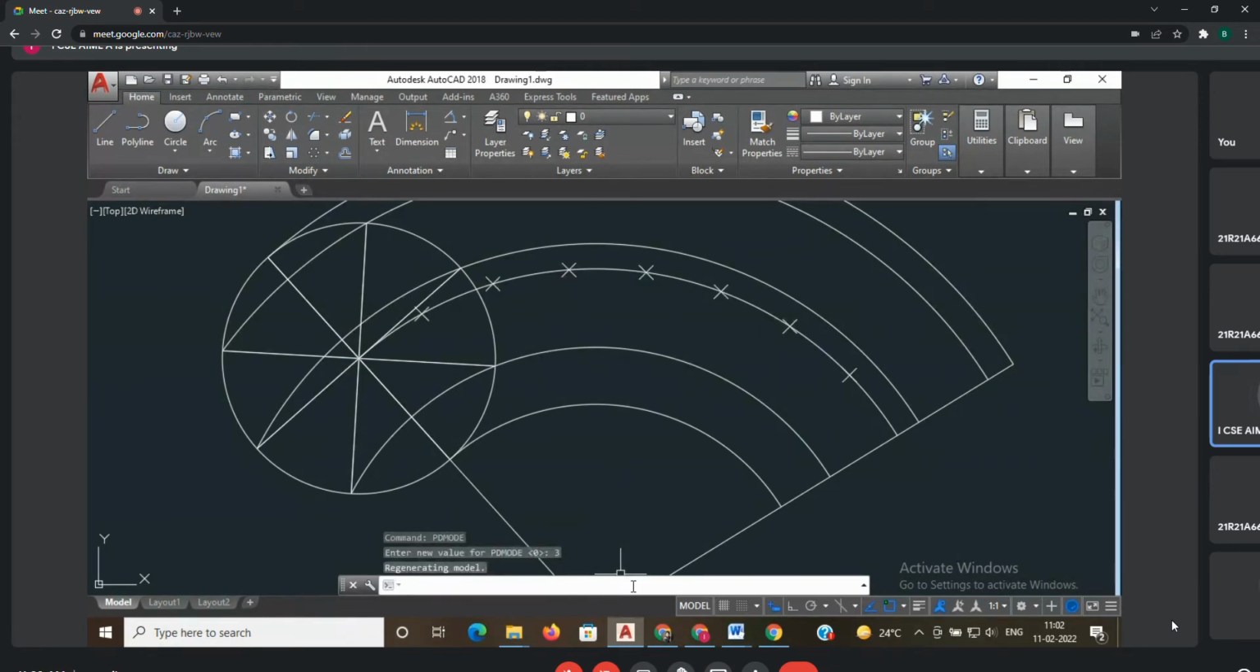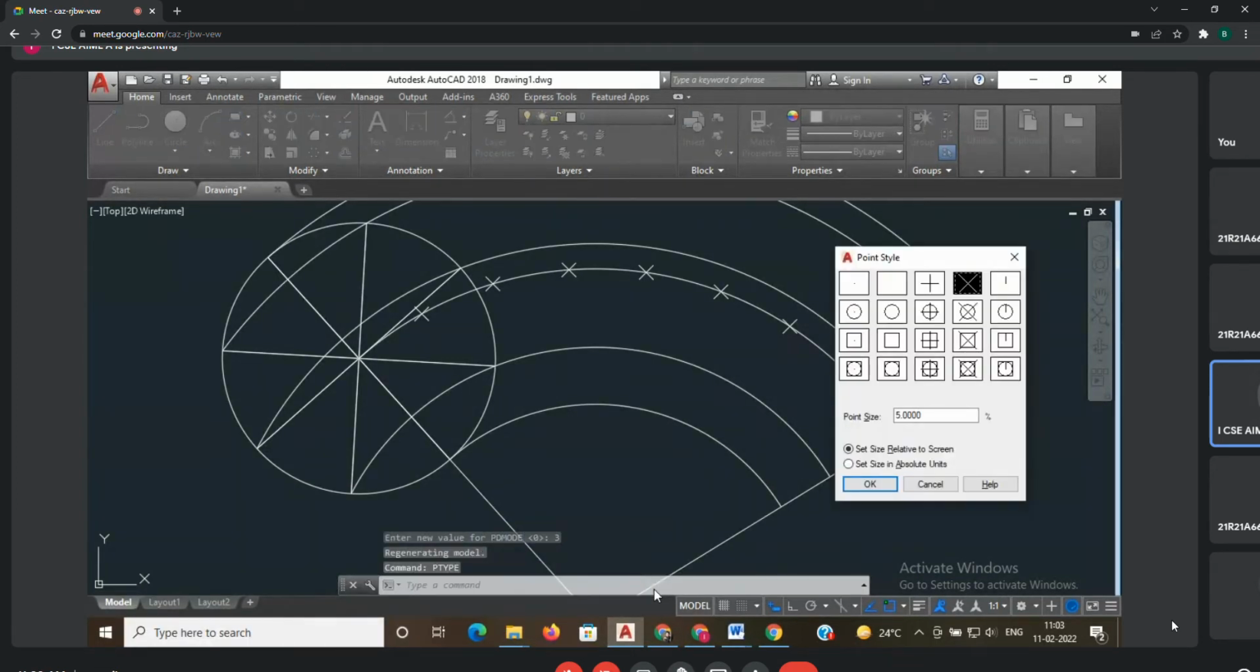Suppose if you want to increase the size of the point, you have to type PDSIZE. Suppose you want to change your point style, the point type, you can change it. You can increase the size of the point, and you can change the shape of the point also. Now if you see here, the point size is 5. If you want to change this point size, you can change it. Then press OK, or you can change the point style also. This is PT, meaning point type.